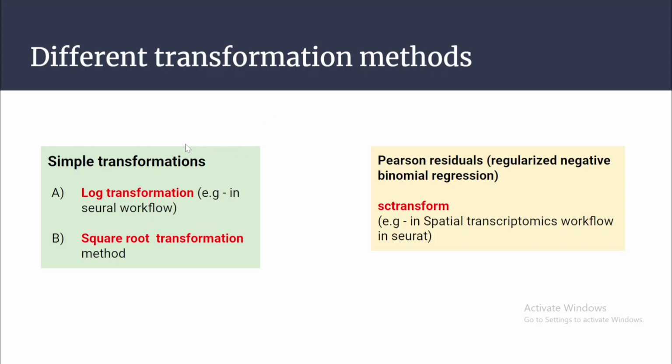We have different transformation methods. For simple transformation, we have two methods: log transformation, which we have seen in the single cell RNA Seurat workflow, and square root transformation. The second one is Pearson residuals, which is basically a negative binomial regression method, and which comes under SCTransform. The SCTransform normalization method is used in the spatial transcriptomics data workflow in Seurat.